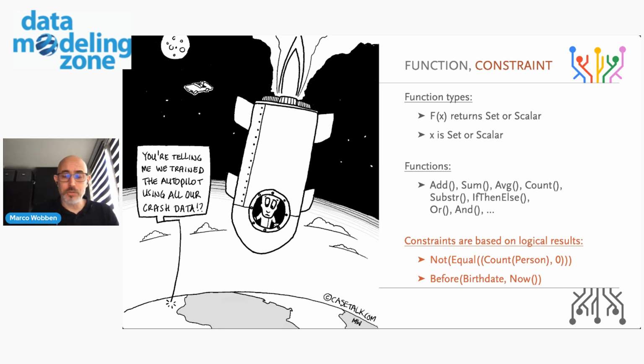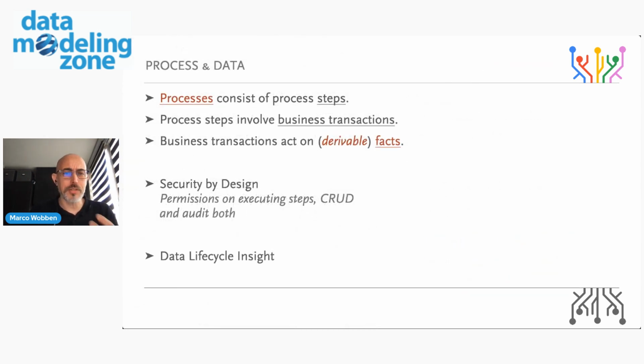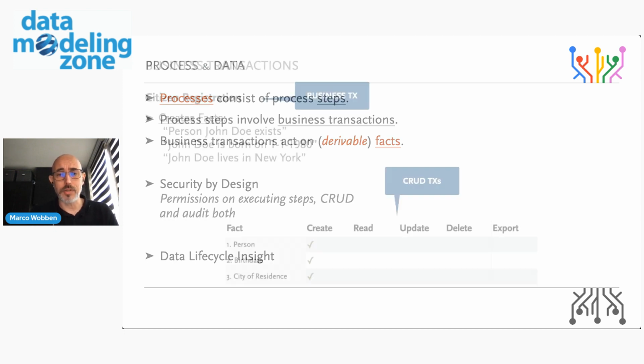So that's the rule part. And let's move on to the process part. The processes basically consist of steps, and these steps involve what I name business transactions. Business transactions actually act on facts or derivable facts, if you will. And the added bonus is once we capture that in this way, we have security by design. We have data lifecycle insight. And let me illustrate that.